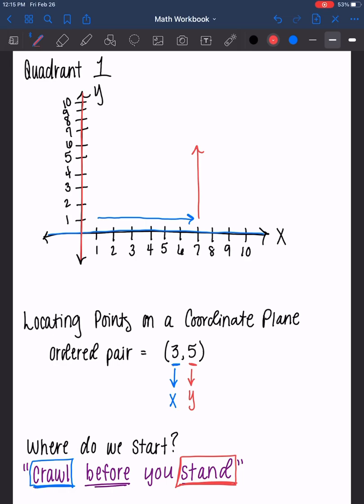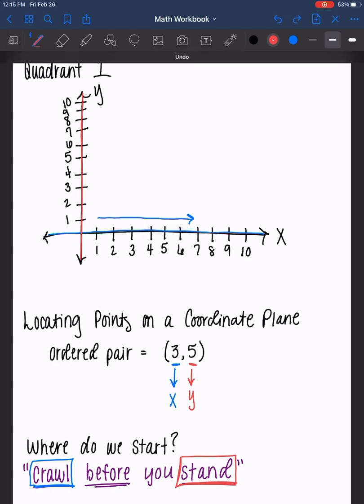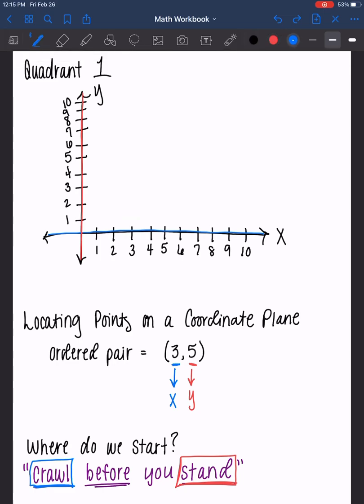The way that you can remember crawl before you stand is when you were babies, you didn't learn to stand up and walk first, did you? No, you learned to crawl around before you learned to stand and walk. So I want you to help remember that. So we are crawling to point number 3, which is on our x-axis. It's going a little fast, I'm sorry, you guys. But we crawled on to the x-axis over to 3, and we stood up to point 5, and we plotted our point 3, 5. And that's how easy it is, guys.